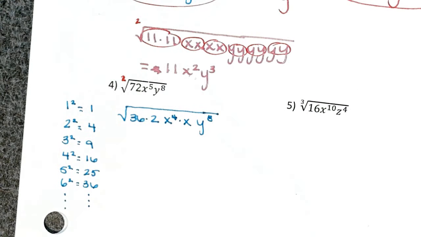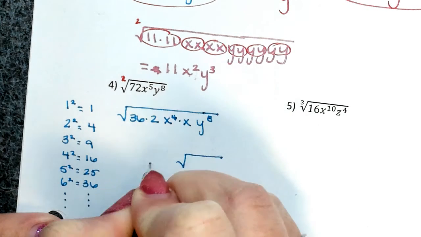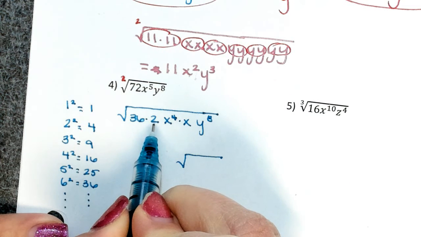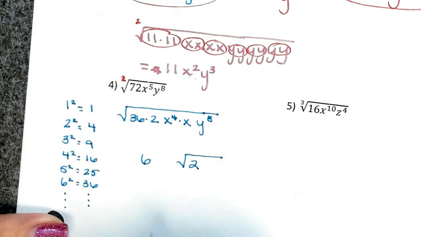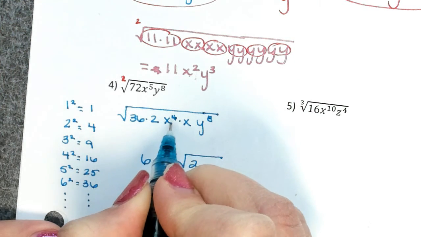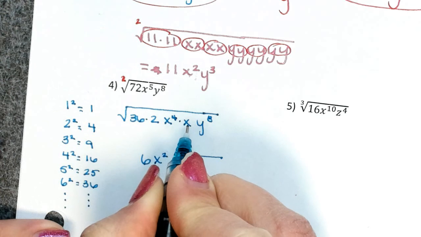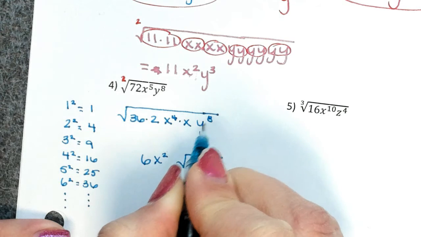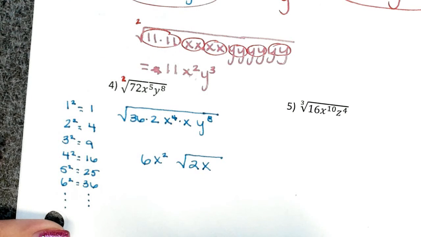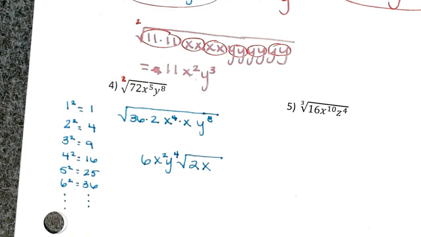Okay, so anything you can take the square root of is going to come out front. So what's the square root of 36? So the 6 will be out front. What's the square root of 2? You can't do it. 2 has to stay on the inside. What's the square root of x to the 4th? X to the 2nd, so that comes out. What's the square root of x? Can't do it. It stays in. What's the square root of y to the 8th? Y to the 4th. So that comes out. And that problem's done.